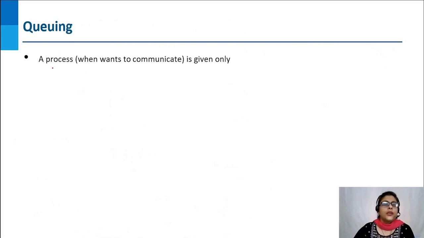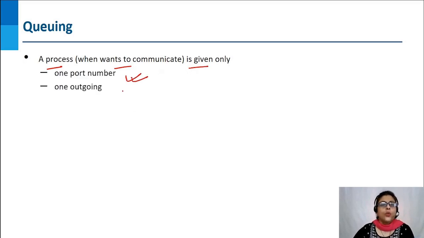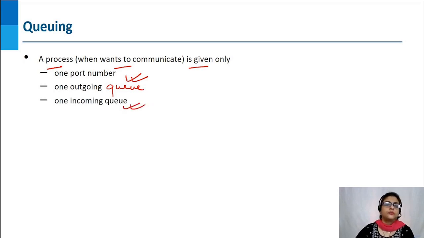Let's understand queuing. Queuing is a process where somebody who wants to communicate is given only one port number, one outgoing queue, and one incoming queue. So three things are necessary for the transport layer to transmit data through the port. We have understood about port in earlier videos, but we have never gone into the details of queuing.